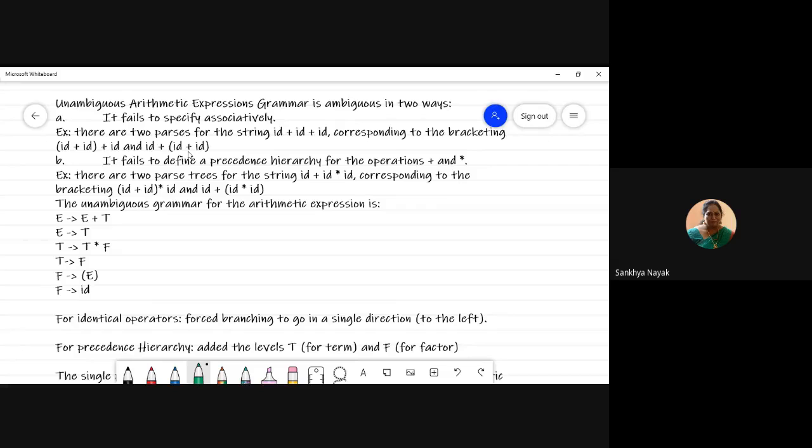In reality, you have to evaluate this expression from left to right, isn't it? But in this case, you have two parse trees. In this parse tree, the leftmost subtree is at the lower level, and in this parse tree, the rightmost subtree is at the lower level. So here this will be evaluated first, and in this parse tree, the rightmost expression will be evaluated first.